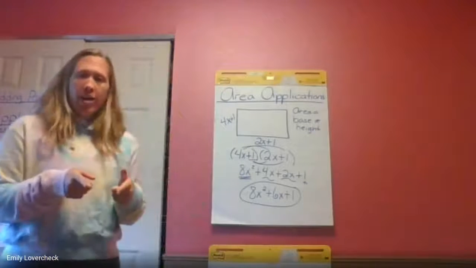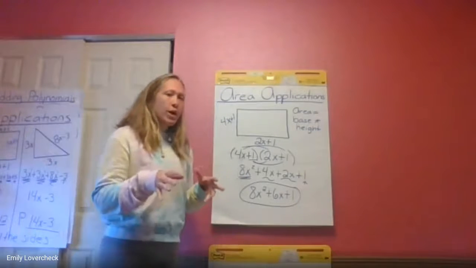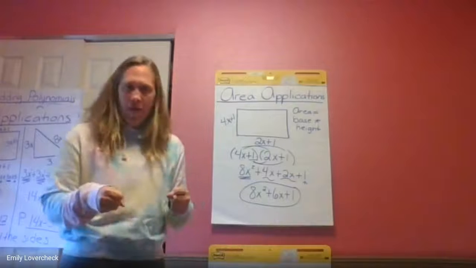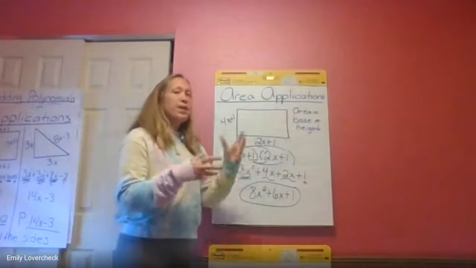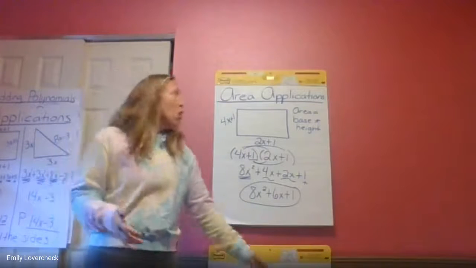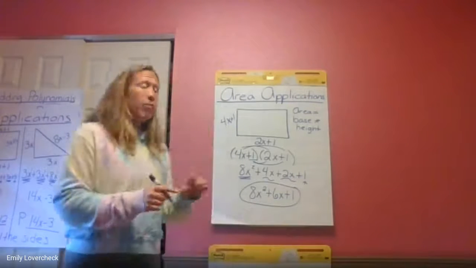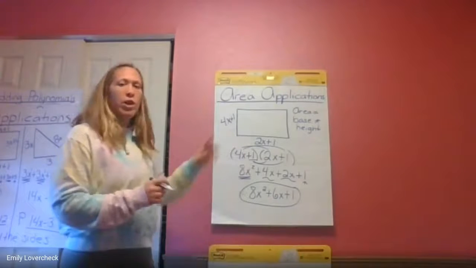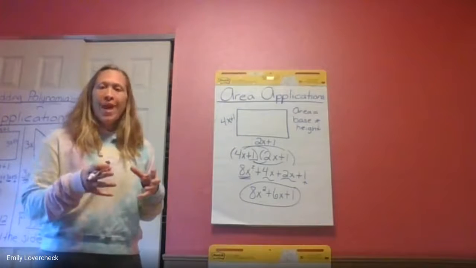So how do you find the area of something? Well, we're only going to be talking about squares and rectangles today, okay? To find the area of something, it's base times height or length times width, something you've done numerous times before, okay? So when I look at this problem, I have a rectangle, and it's 4x plus 1 and 2x plus 1. I want to find the area.